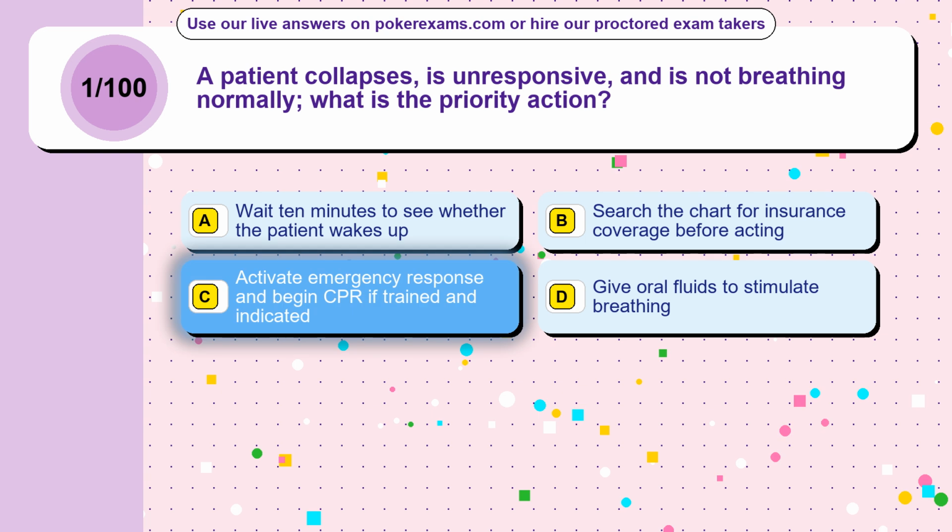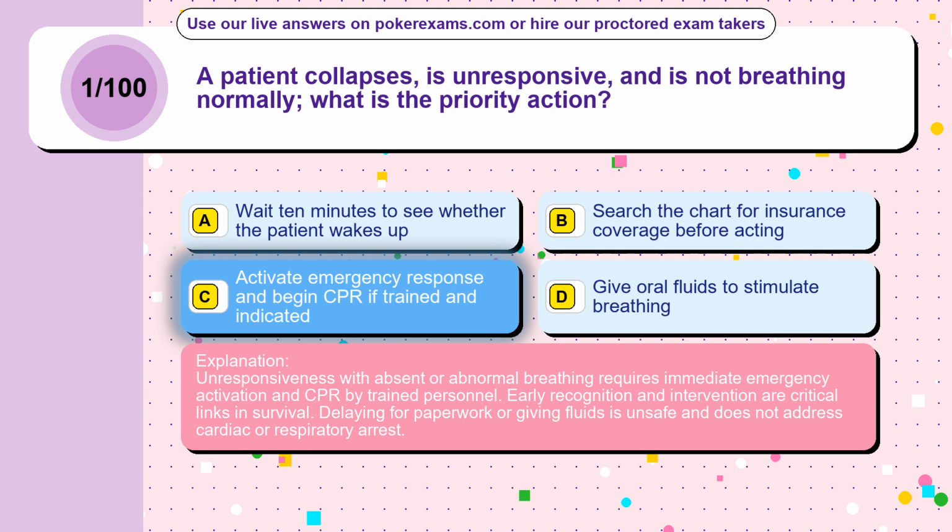The correct answer is option C. Activate emergency response and begin CPR if trained and indicated. Unresponsiveness with absent or abnormal breathing requires immediate emergency activation and CPR by trained personnel. Early recognition and intervention are critical links in survival. Delaying for paperwork or giving fluids is unsafe and does not address cardiac or respiratory arrest.